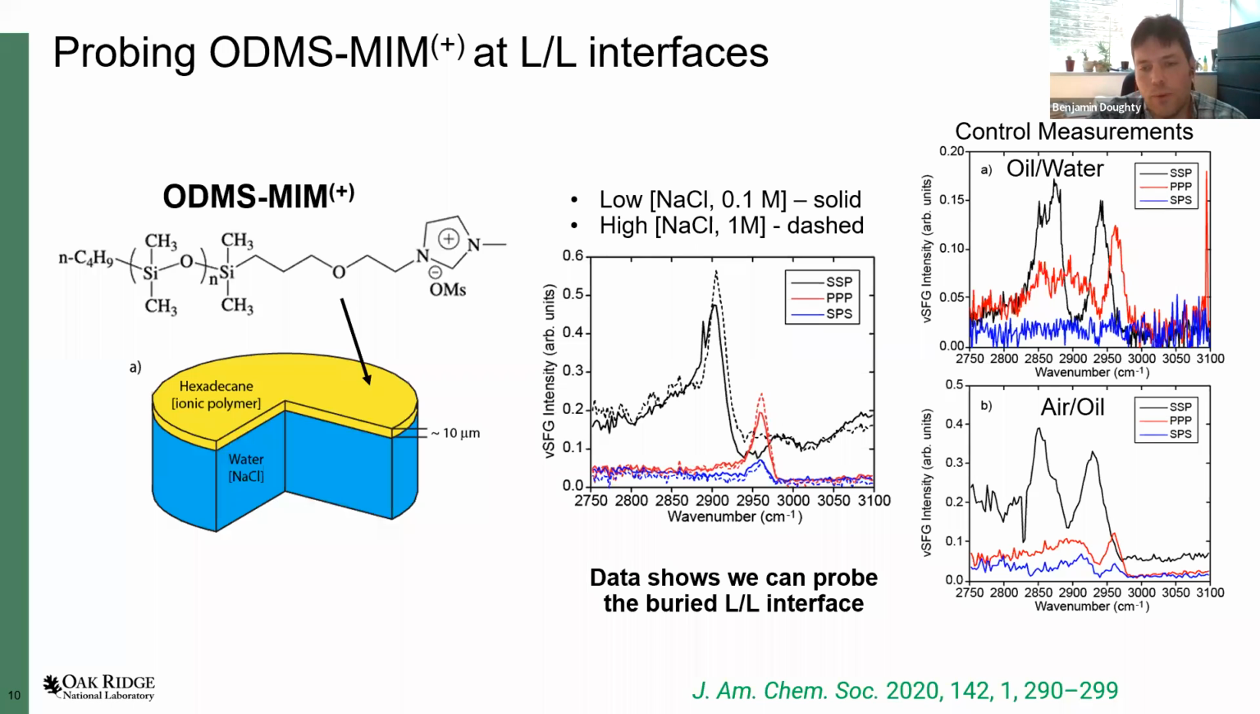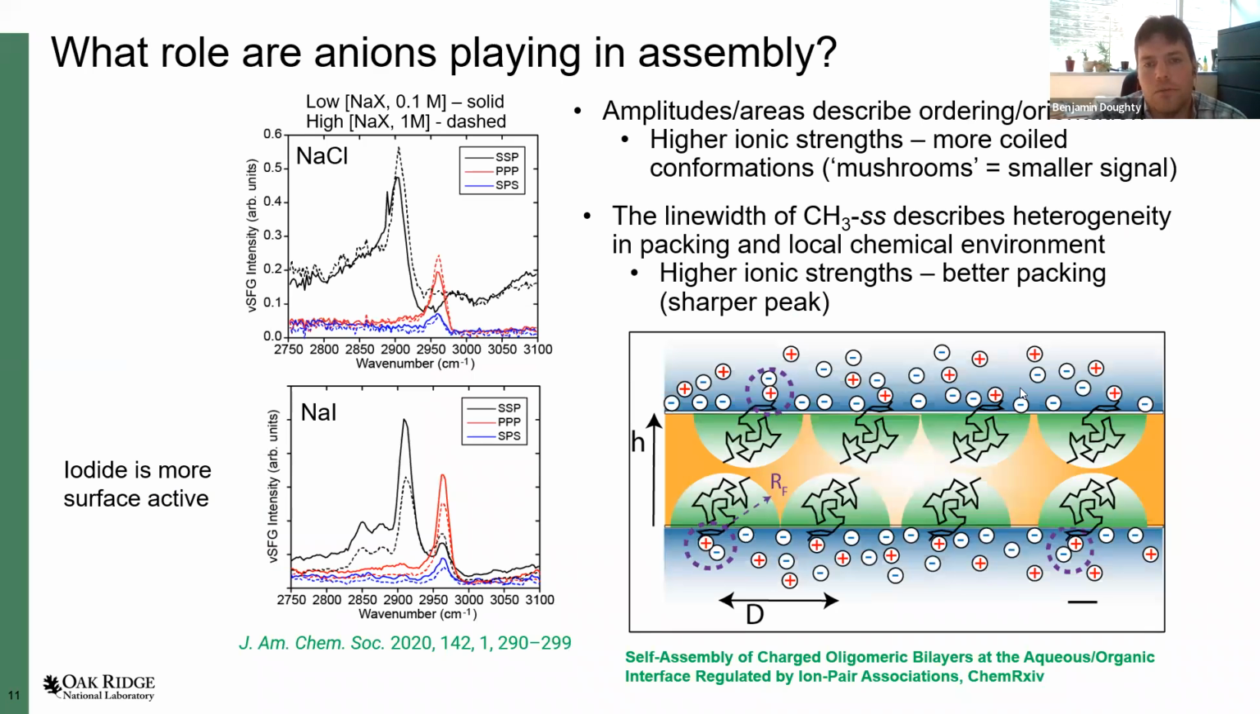All right, so what we did is we performed some experiments where we changed the salt concentration. We went from that 0.1 molar to 1 molar. And what we find is that the amplitudes change depending on the ionic strength. So remember I said that SFG is something that probes symmetry. So if you have a structure at the interface, it's becoming increasingly centrosymmetric in some fashion.